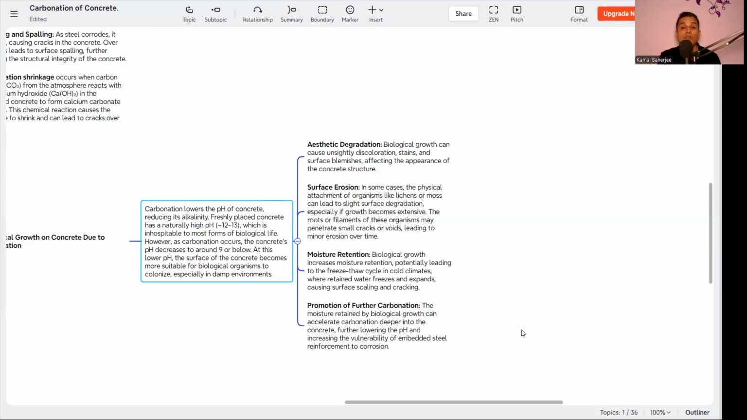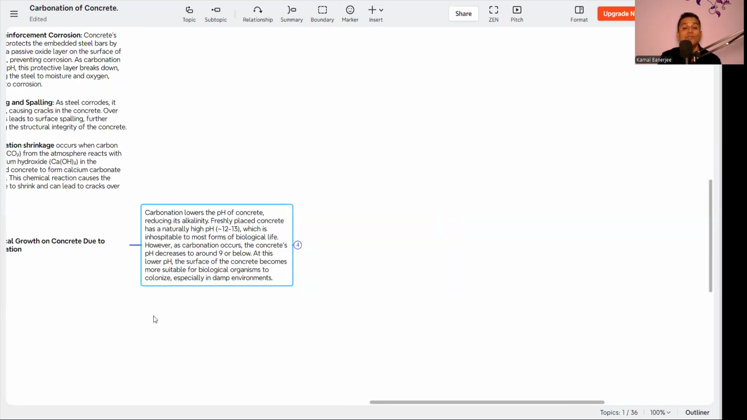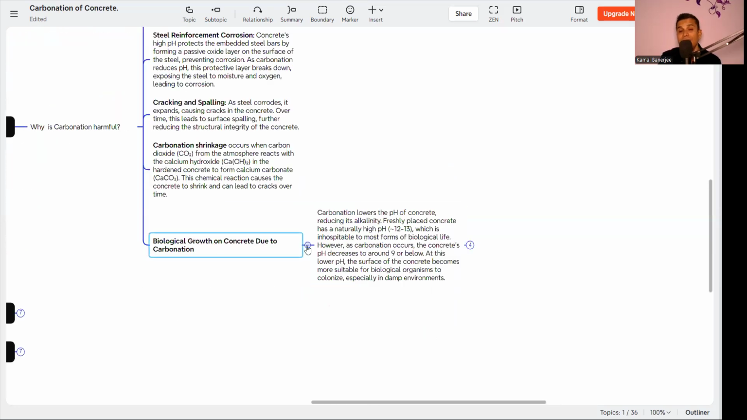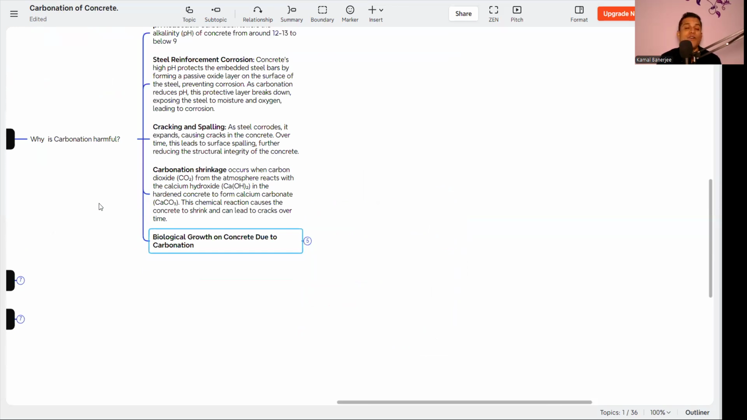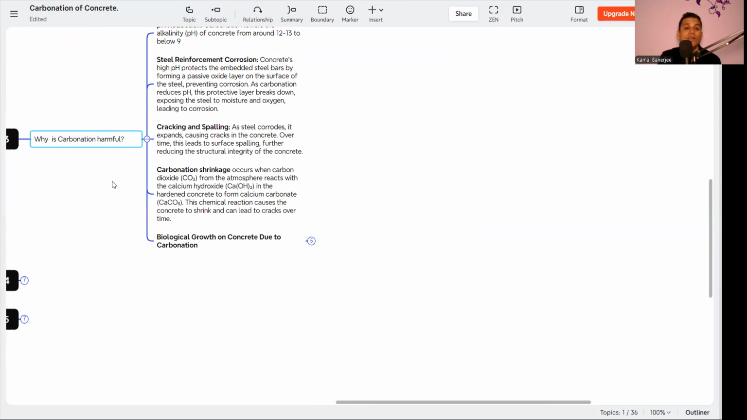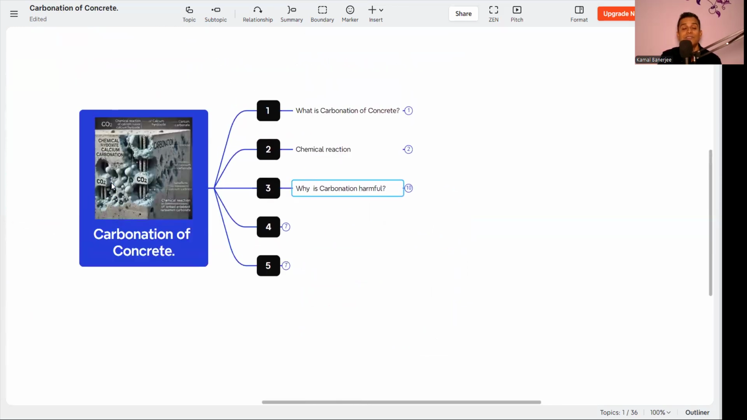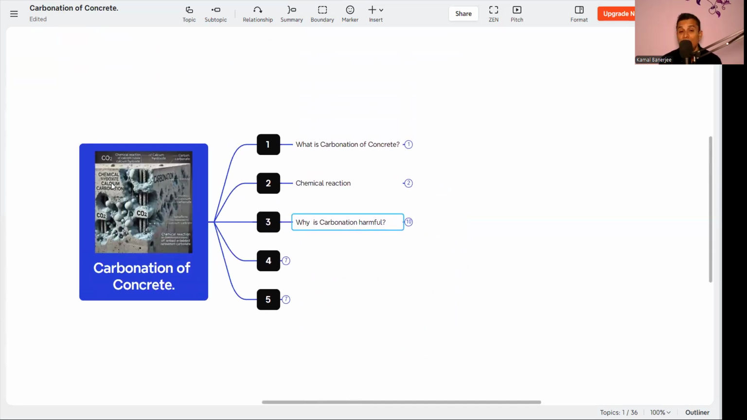And again, promotion of further carbonation. This moisture retained by biological growth can accelerate carbonation deeper into the concrete, further lowering the pH and increasing the vulnerability of embedded steel reinforcement to corrosion. So this biological growth is also happening due to the carbonation of the concrete, and this will also affect our durability or the properties of the concrete, which is not acceptable at all. So that is why carbon dioxide or the carbonation of concrete is very much harmful for our concrete.